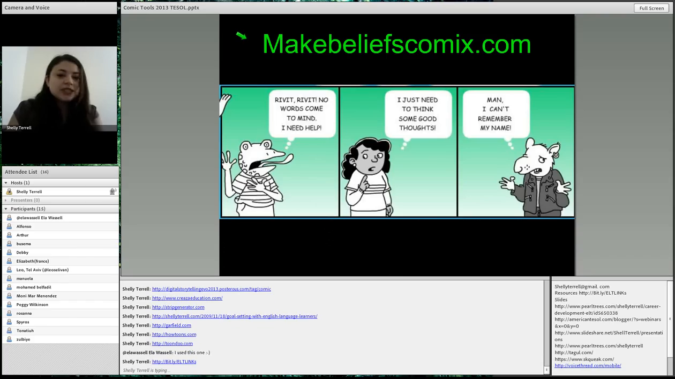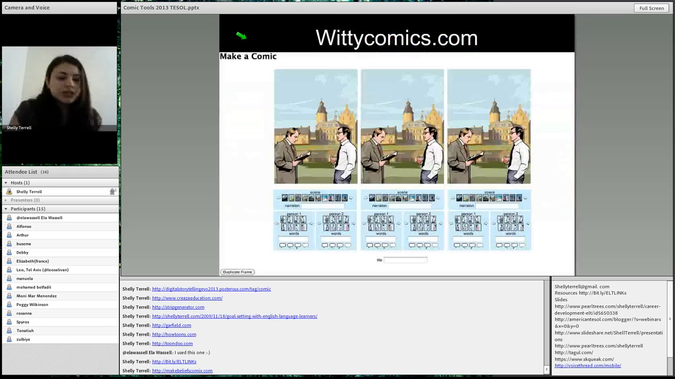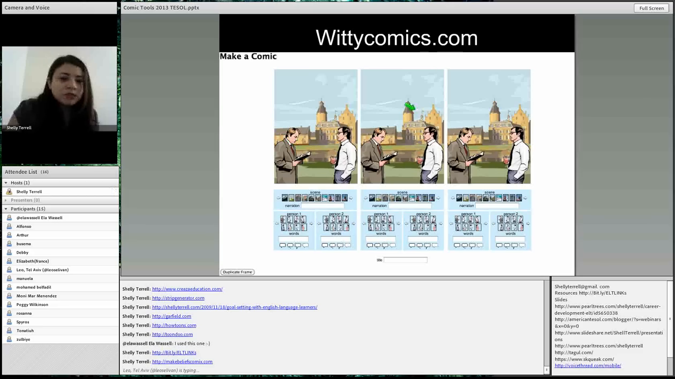Makebelievecomix.com is a really fantastic resource. It's one of the other comic creation tools that's really good as well. The best thing about Make Believe Comix is that I think you can embed this, and they'll actually give you pictures and stuff for this. Wittycomics.com is another really good one. This would be good for political cartoons. This one would be for the debating idea.